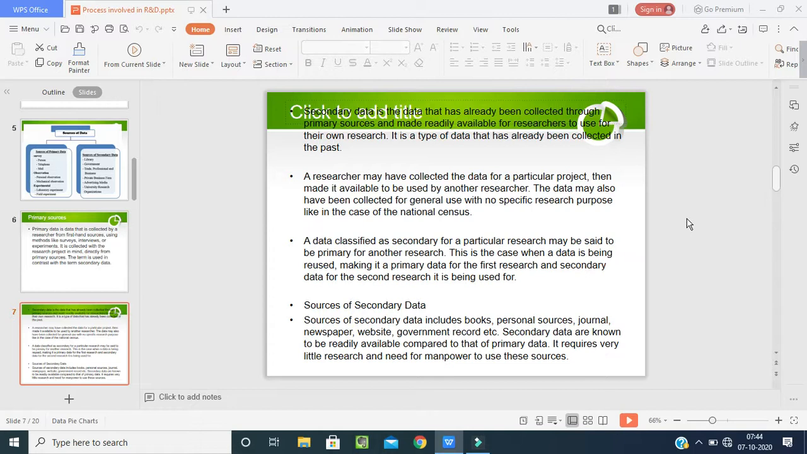What does it mean? Data classified as secondary for a particular research may be said to be primary for another research.